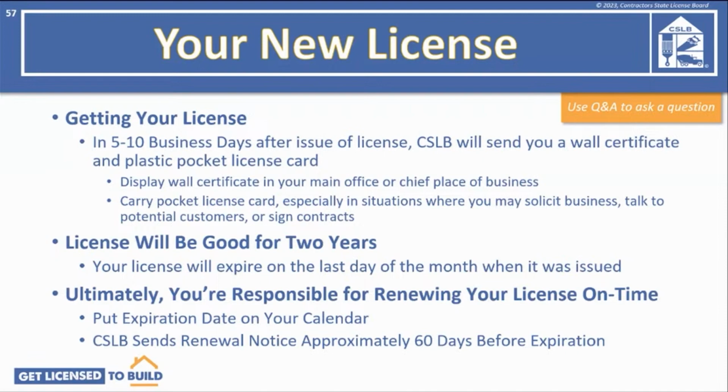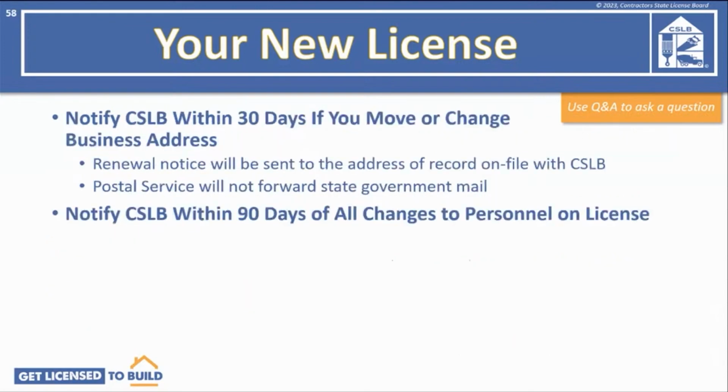Your license will be good for 2 years. It will expire on the last day of the month when it was issued. Be sure to put that expiration date on your calendar, in your phone, anywhere you need so you won't forget. CSLB will send a renewal notice in the mail approximately 60 days before it expires, but ultimately it is your responsibility to renew your license on time.